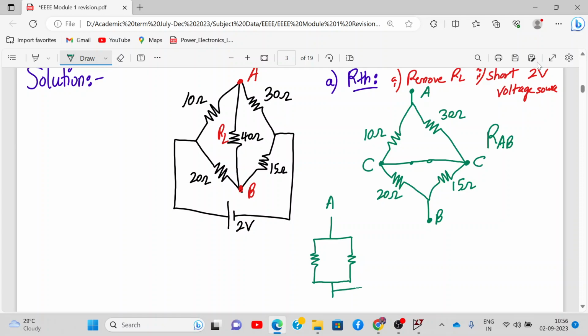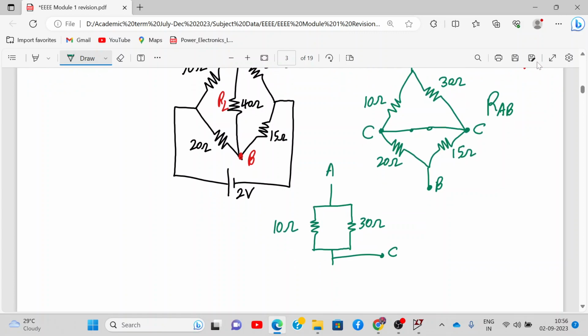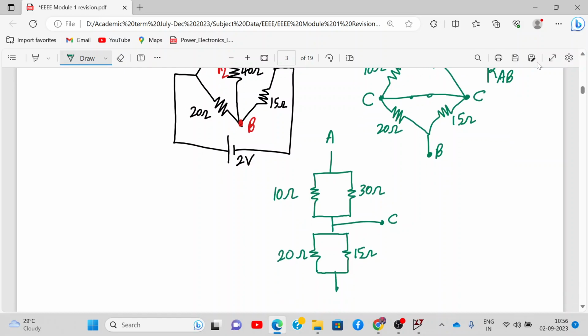Okay, this is point C. This is 10 ohm and this is 30 ohm. Below I'll also draw the same thing. This is 20 ohm and this is 15 ohm. Now do you see the picture correctly? And this is B. So this is the same circuit.